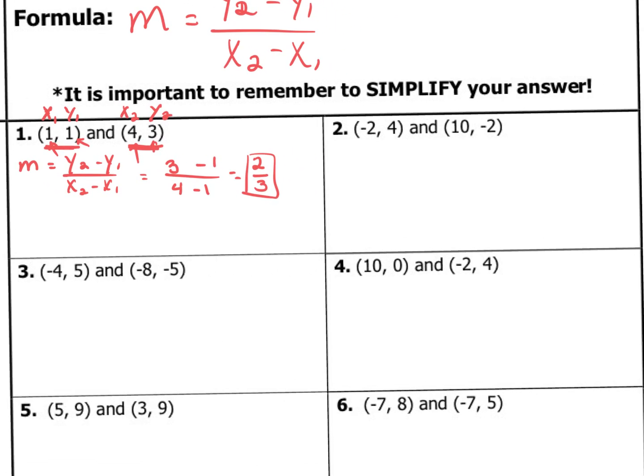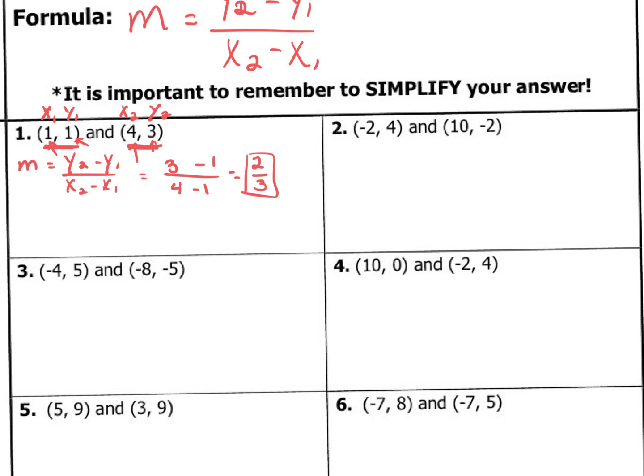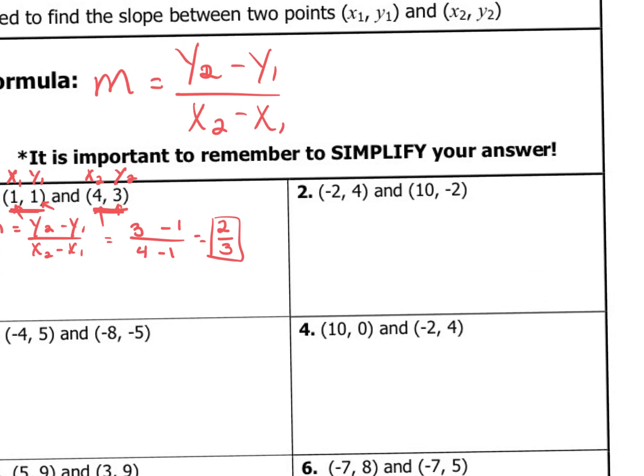I'm going to do a few of these with you. Let's do number 2 because it has a negative number. So we're going to label our points x1 and y1, x2 and y2. We're going to write the formula. M equals y2 minus y1 over x2 minus x1. And I'm going to plug it in. So y2 is negative 2 minus y1, which is 4, over x2, which is 10, minus negative 2.